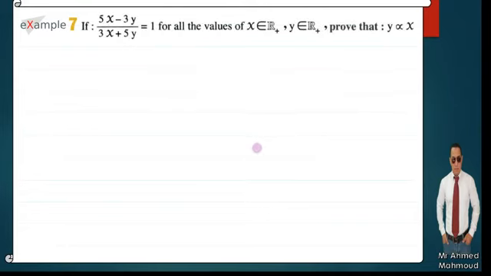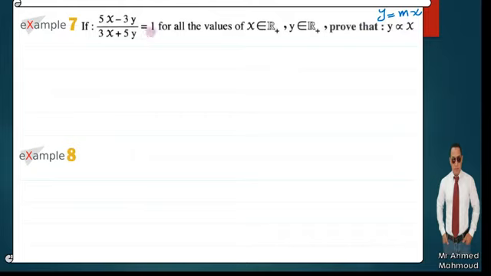This example: (5x minus 3y) over (3x plus 5y) equals 1. For all values of x belonging to R positive and y belonging to R positive, prove that y varies as x. To prove that y varies as x, we need to prove that y equals mx, where m is a number. Then we need to prove that y equals a number times x.